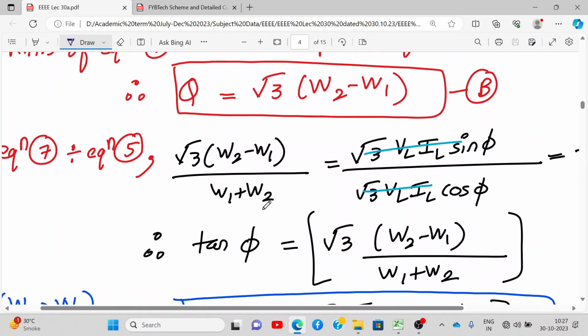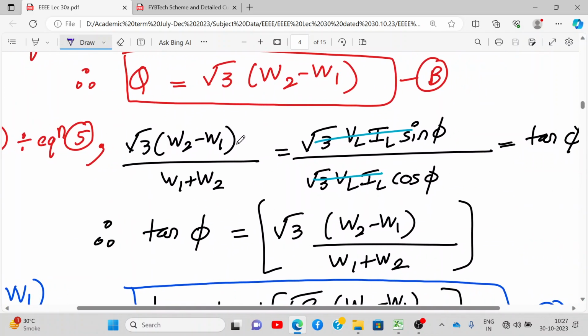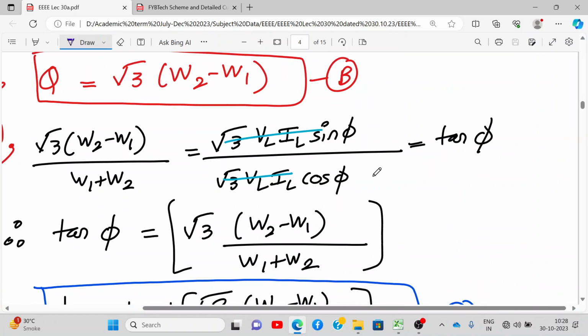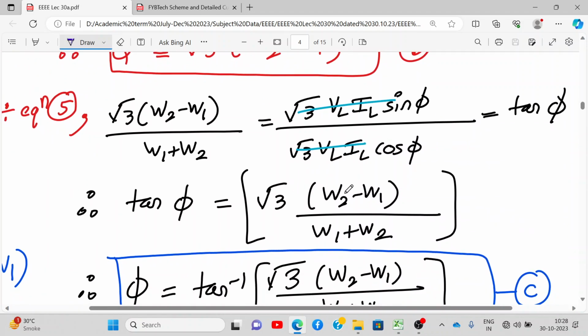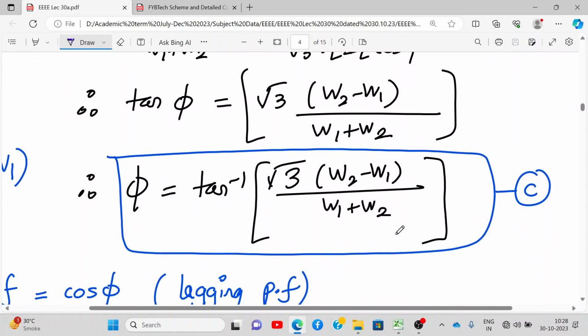Now what we do is divide equation number 7 by equation number 5. What is equation number 7? Root 3 into W2 minus W1 is root 3 VLIL sine phi. And what is equation number 5? W1 plus W2 is root 3 VLIL cos phi. So when we divide the two, what do we get? Sine phi upon cos phi is what? Tan phi. Correct? So tan phi is root 3 into W2 minus W1 upon W1 plus W2. So phi will be tan inverse of root 3 into W2 minus W1 divided by W1 plus W2. Write down this formula. This is the formula for calculating the power factor angle phi.